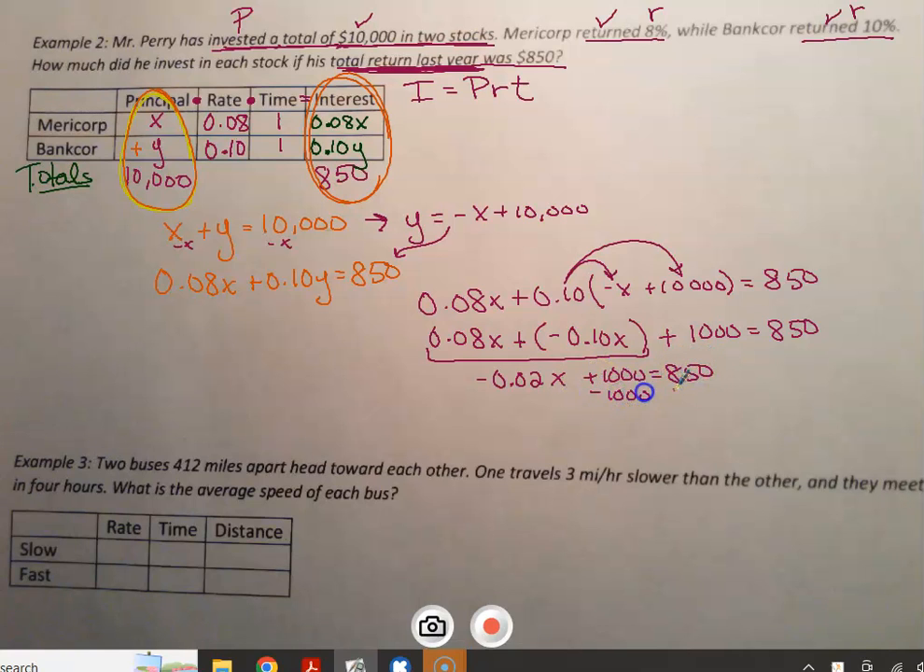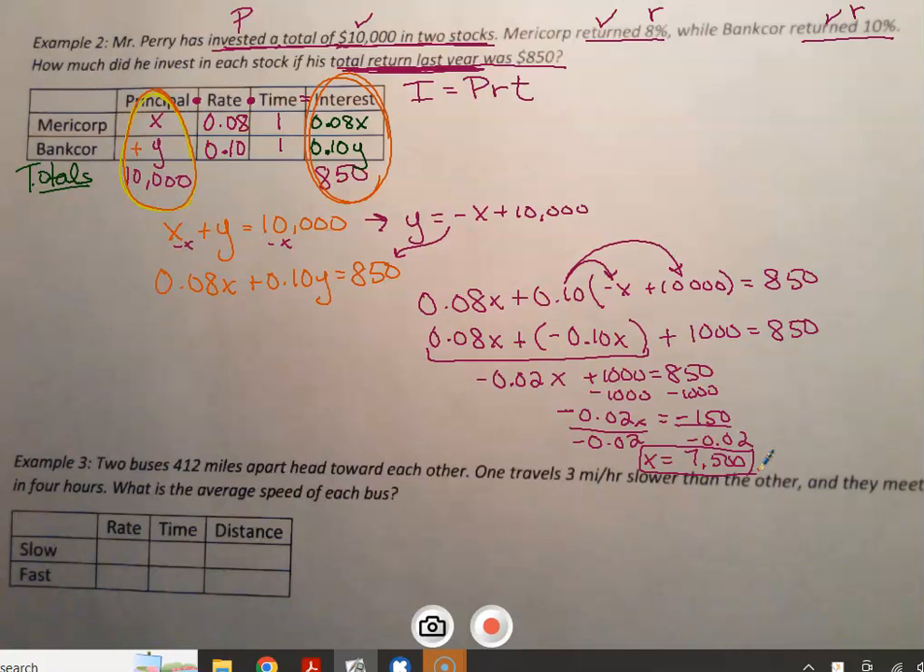Subtract 1,000. So negative 0.02x equals negative 150. All right, divide by negative 0.02. And we're going to get x equals, I'm doing some math. Yep, just to make sure that it matches my other work and I didn't make a mistake, equals 7,500.